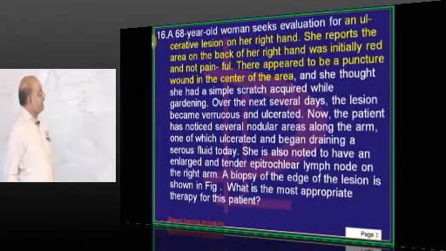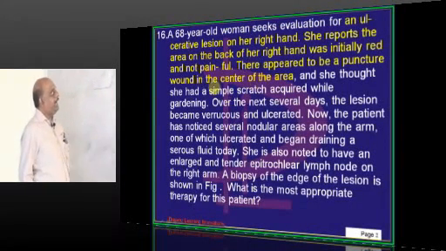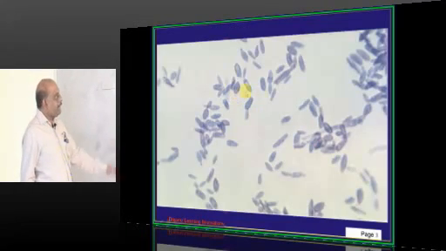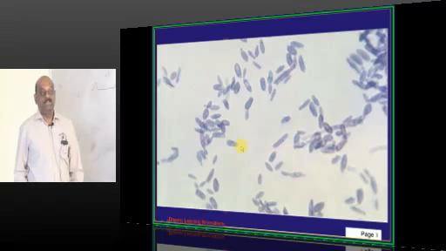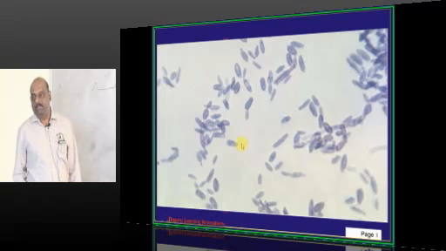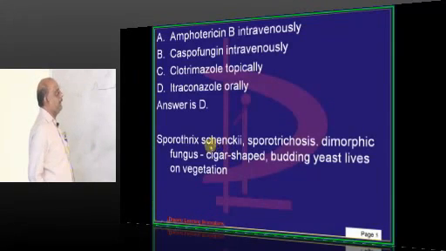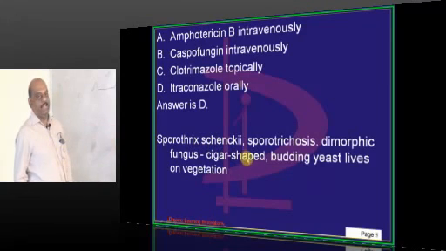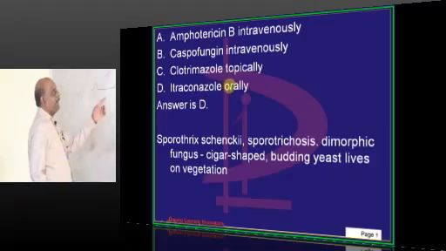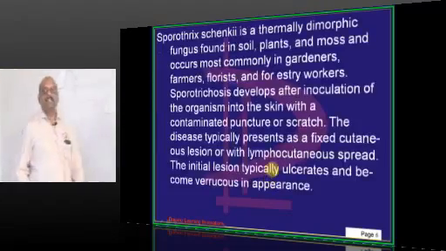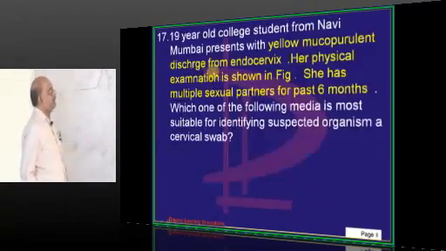A 68-year-old with an ulcerative lesion, initially red and not painful, with a puncture wound, and cigar-shaped yeasts are being found. This is a classical example of Sporothrix schenckii. Sporotrichosis is what you have to remember, and oral itraconazole is considered the management of choice.